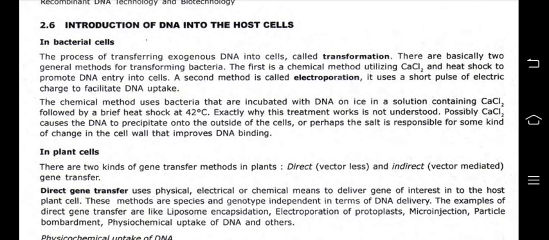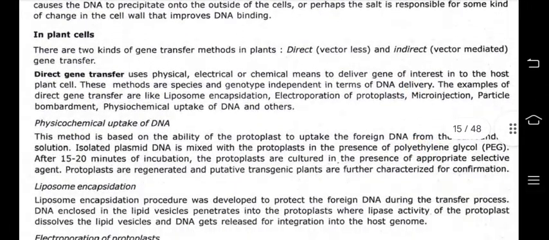Possibly CaCl2 causes the DNA to precipitate onto the outside of the cells, or perhaps the salt is responsible for some kind of change in the cell wall that improves DNA binding. In the case of plant cells, there are two kinds of gene transfer methods: direct, vectorless, and indirect, vector-mediated gene transfer. Direct gene transfer uses physical, electrical, or chemical means to deliver a gene of interest into the host plant cell. These methods are species and genotype independent in terms of DNA delivery.